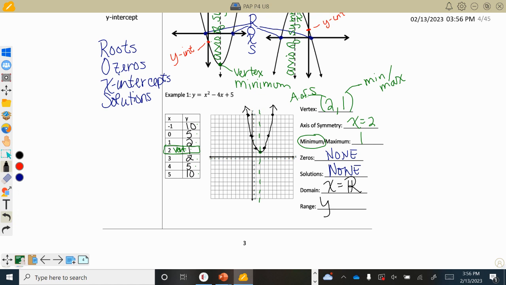It's going to be y, and in this case, because it's going up, greater than or equal to, and then our minimum. Okay? So if we have a parabola that opens up, the range is y is greater than or equal to the minimum. If we have a parabola that opens down, the range is y is less than or equal to the maximum. Okay? So minimum and maximum depend on whether it's the top of the parabola or the bottom of the parabola.